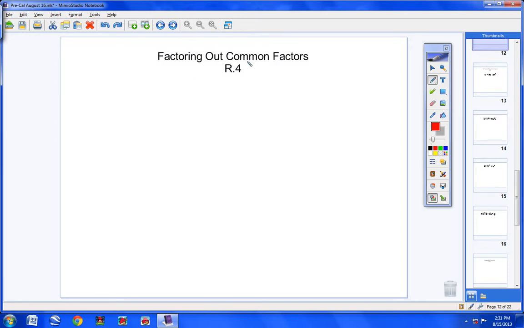But the first type of factoring I want to talk about is what we call factoring out common factors. And notice we're moving on now to section 4 out of the review chapter, okay? So we're going to look at factoring out common factors. Are you ready? Here we go. All right, please copy this problem in your notes.